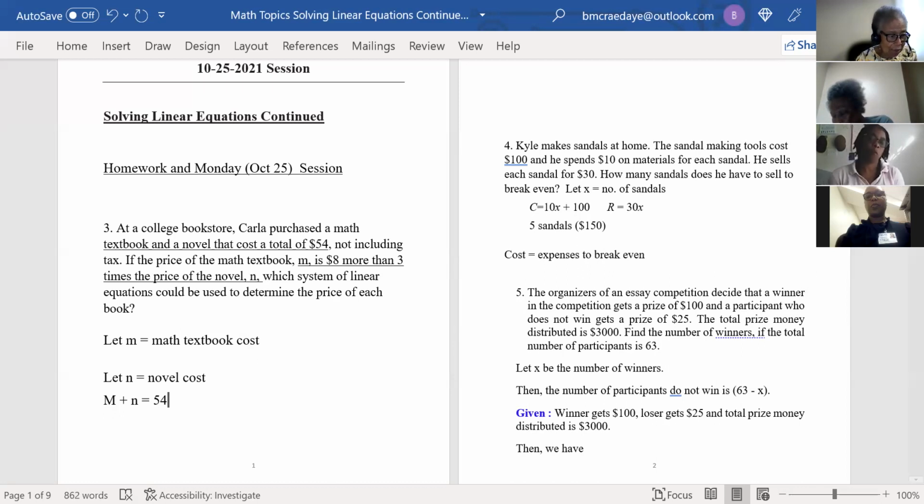Maureen, do you follow? That's one of your equations, because the cost of the math textbook is M, the cost of the novel is N, and the total is $54. So math textbook cost plus novel cost equals $54. That's one of your linear equations. What's the second one, Maureen?